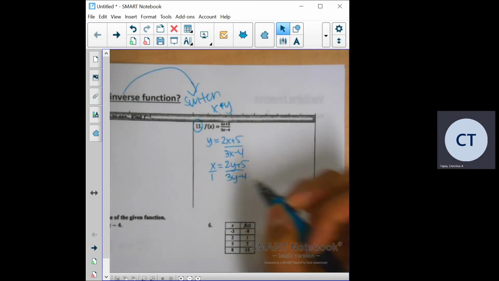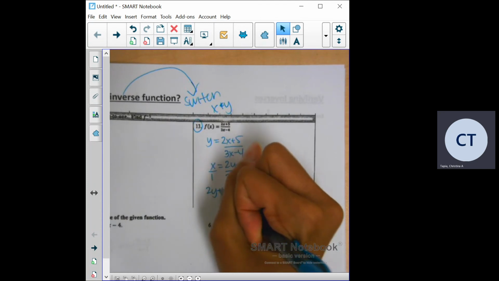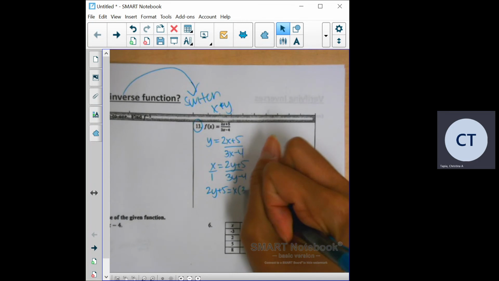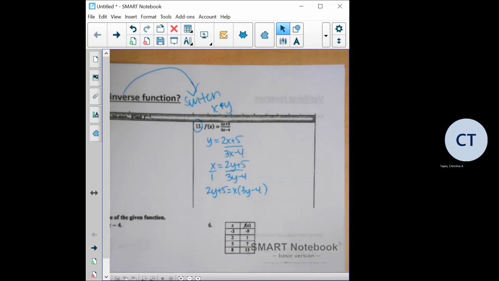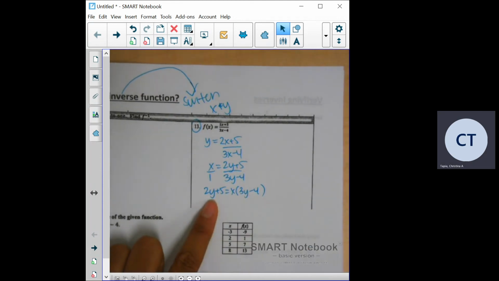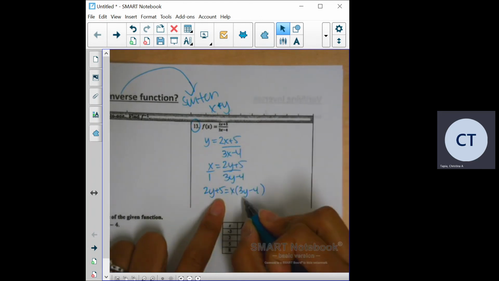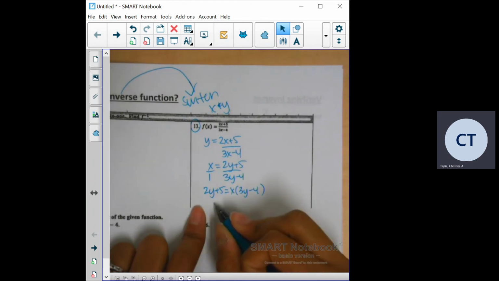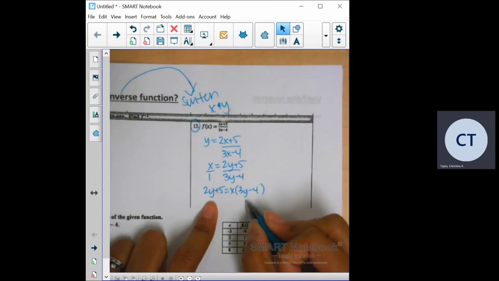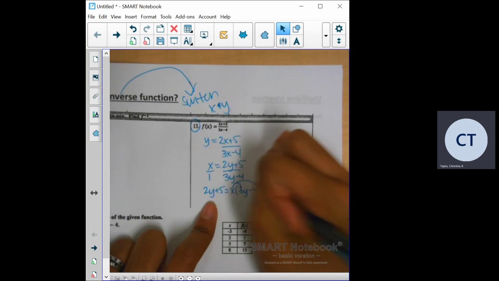One times 2y plus 5 is 2y plus 5. X times all of this is x times 3y minus 4. Remember, in this problem, there's 2 y's. You need to only have 1 when you're solving. If you're like, oh, Ms. Toppy, I could just divide both sides by 3y, if you do that, guys, we're back up here where we started. That's not what I want. And you can't subtract it. Let's distribute the x.